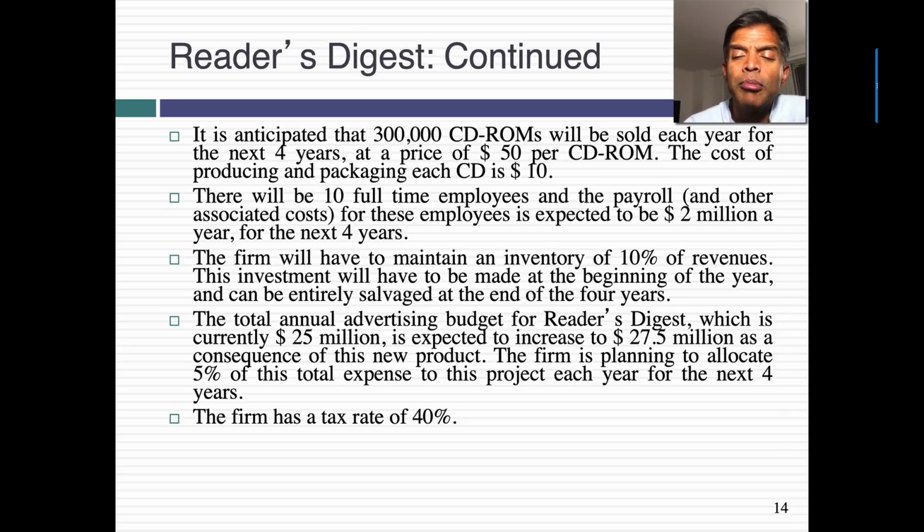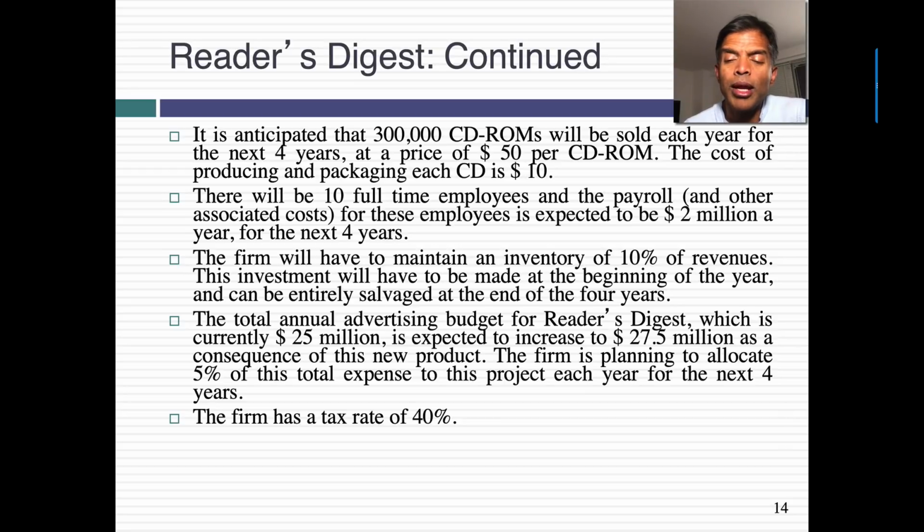There'll be 10 full-time employees, and the payroll for these employees is expected to be $2 million a year for the next 4 years. Notice how I'm keeping things even across time. That's to make your life easy. So when you do year one's cash flows, you can use them for all 4. That's why I stick with straight line depreciation in so many of these problems.